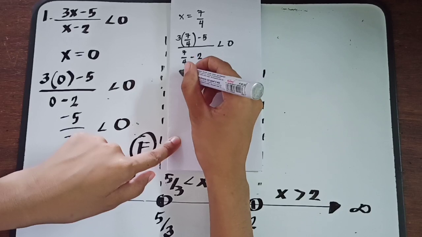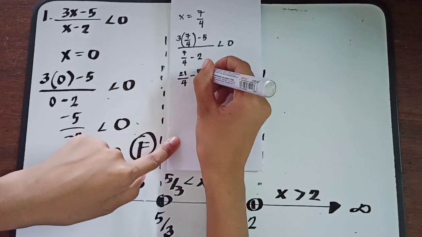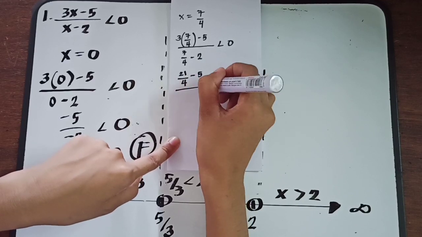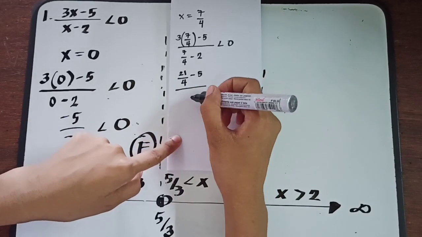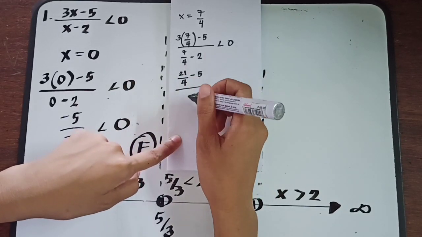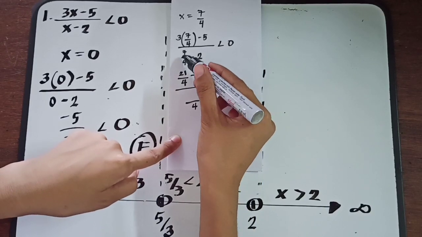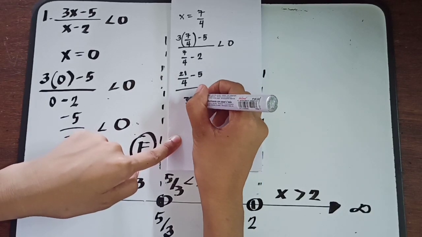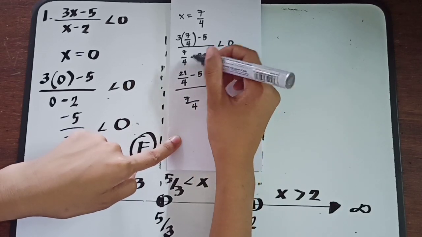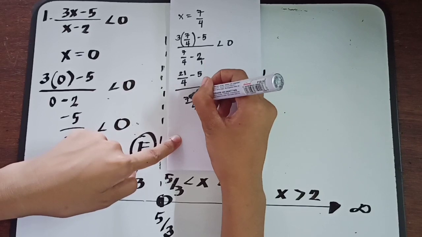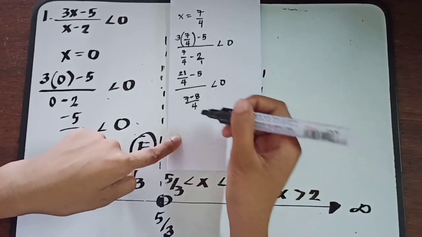Okay, so next is 3 multiplied by 7/4. So, 3 times 7 is 21/4, then minus 5 over 7/4 minus 2. So, find the LCD, and the LCD of these 2 is 4. So, 4 divided by 4 is 1 multiplied by 7 is 7, and 4 divided by 1 is 4 multiplied by negative 2 is negative 8. So, which is less than 0.